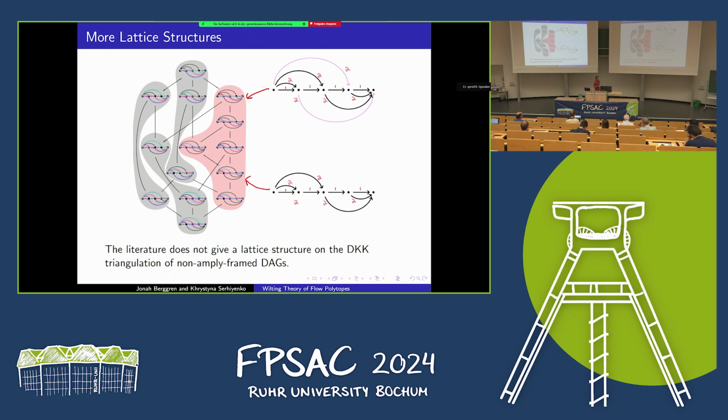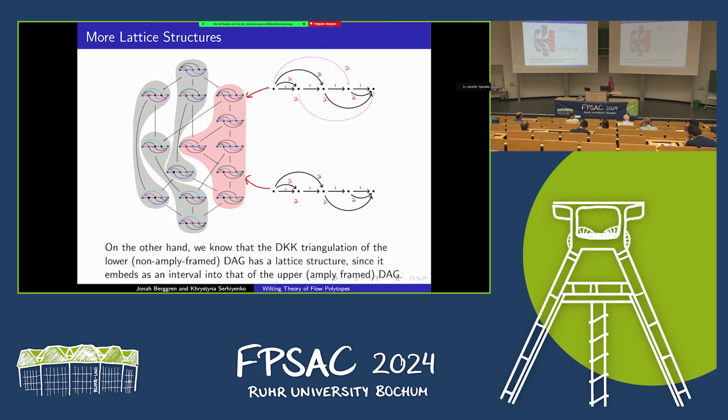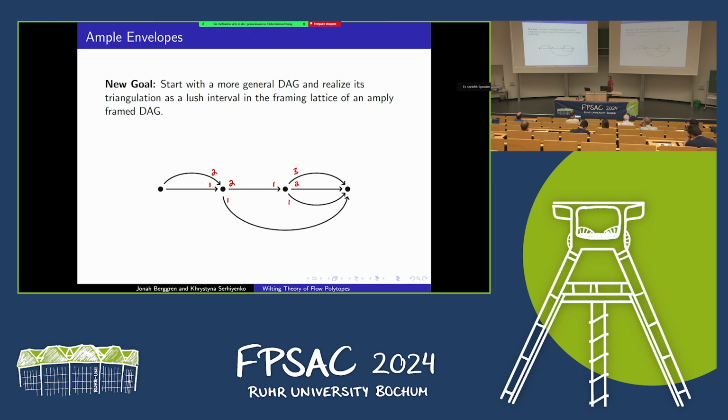So maybe something with a similar idea is that sometimes you might have choice in how you construct your ample envelope. So one rooted DAG might have multiple different ample envelopes, but in fact, the lattice structure that you're descending to is always the same lattice.